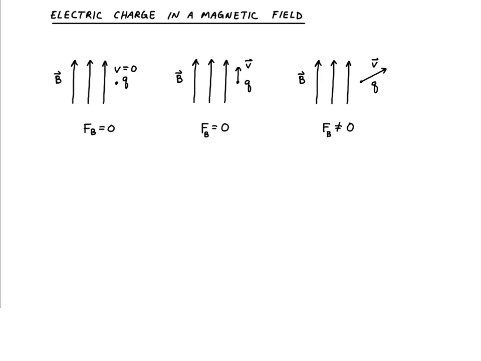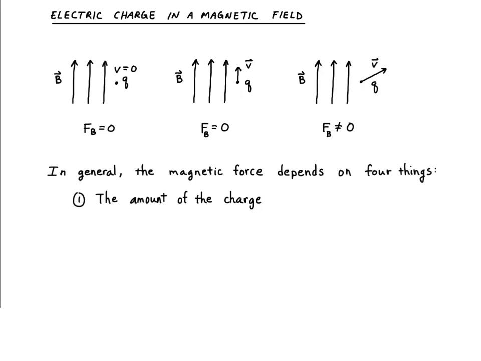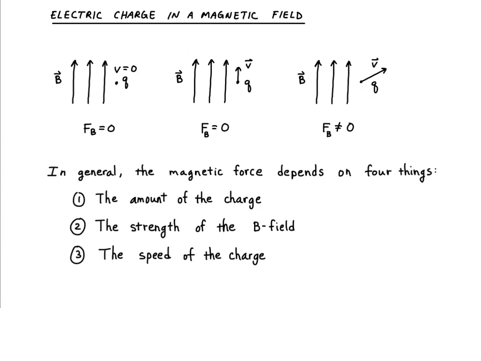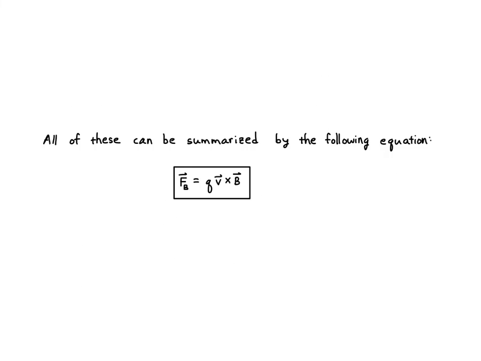So it turns out that the magnetic force will depend on four things. First, it'll depend on the amount of charge that is there, Q. Then it'll depend on the strength of the magnetic field, B. Next, it'll depend on the speed of the charged particle. And finally, it'll depend on the direction the charge is moving relative to the magnetic field. All of these things can be summarized by the following general equation.